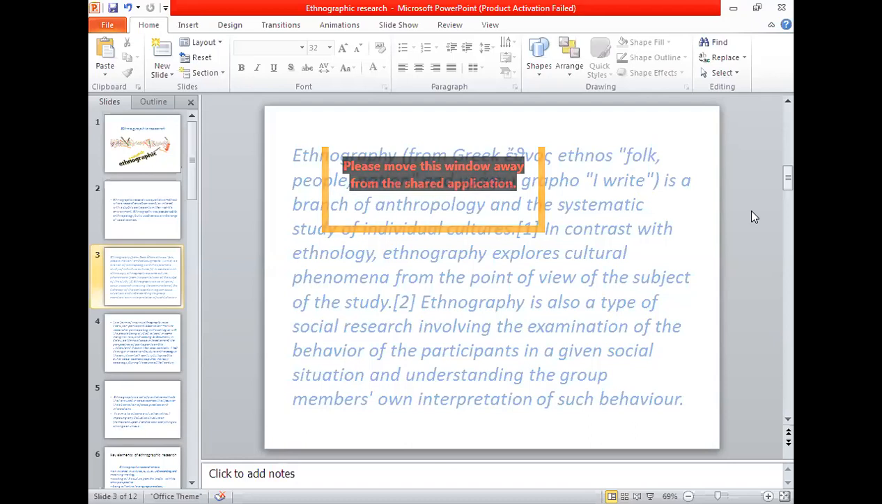Okay, ethnography is also a type of social research. This is called social research. Why? Because it involves the examination of the behavior of participants in a given social situation and understanding the group members' own interpretation of such behavior. In a social situation, this study is carried out, and the researcher will understand that social behavior from the perspective of the participants of the study, where the researcher has gone to understand some particular type of behavior.